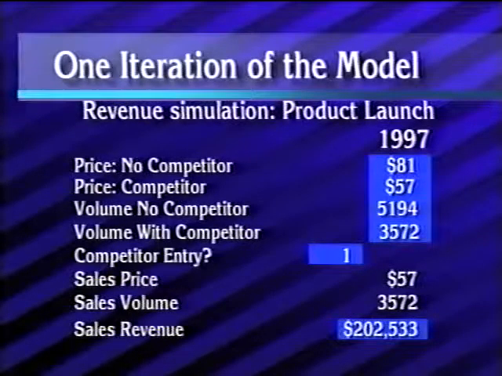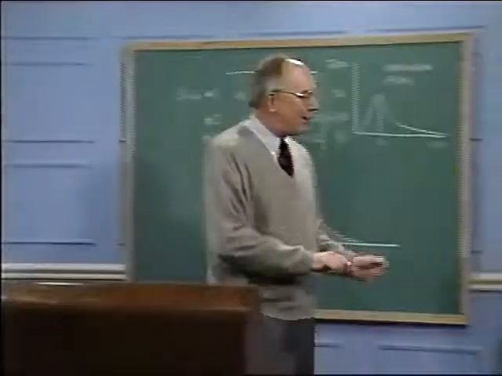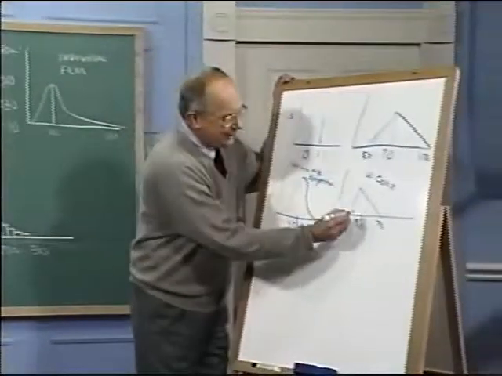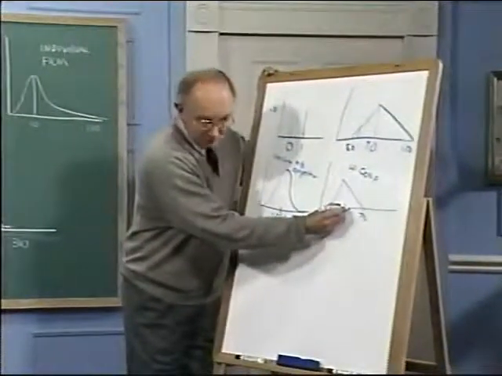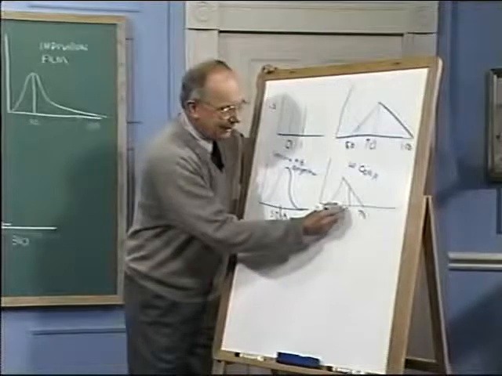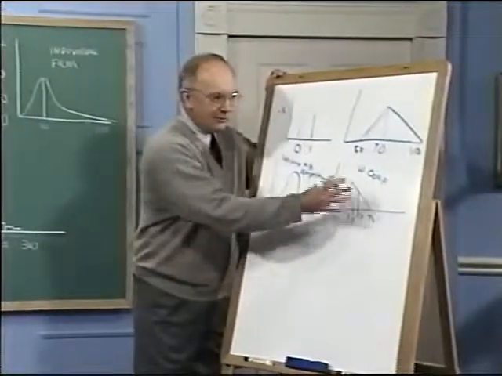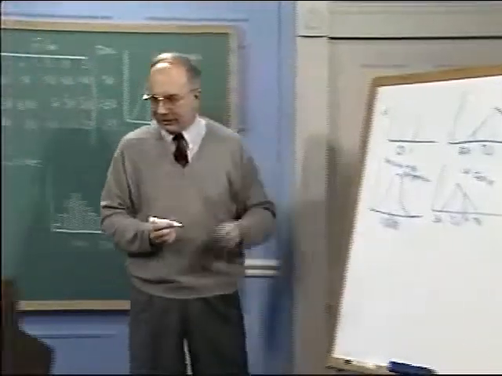$81 is the price that it can be sustained. So what happened in this is that, notice first of all, the competitor did enter the market in this case. $57 was the price that occurred if the competitor entered the market. The roulette wheel was spun, and the value that was selected in this one was about $57. It was a random process, and that's what the model selected for the competitor.